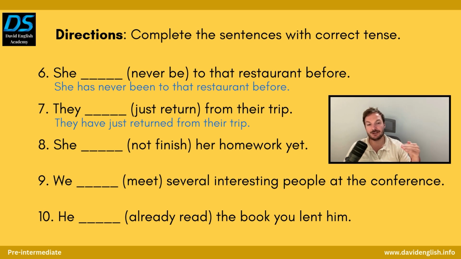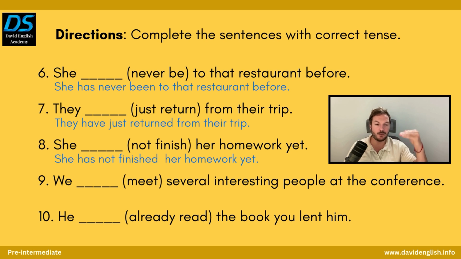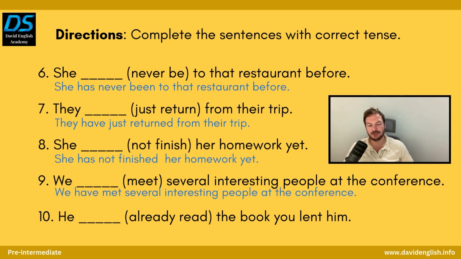8, she not finished her homework yet. The word yet is always present perfect. She has not finished her homework yet, using the word has here. 9, we meet several interesting people. Let me see. At the conference, we have met several interesting people at the conference so far, and maybe they're still at the conference and this event is still going. If it isn't still going, you can say we met several interesting people at the conference, but you know when this thing happened.